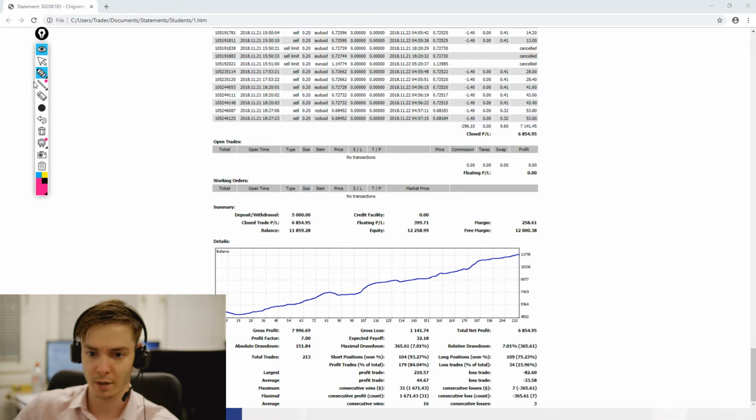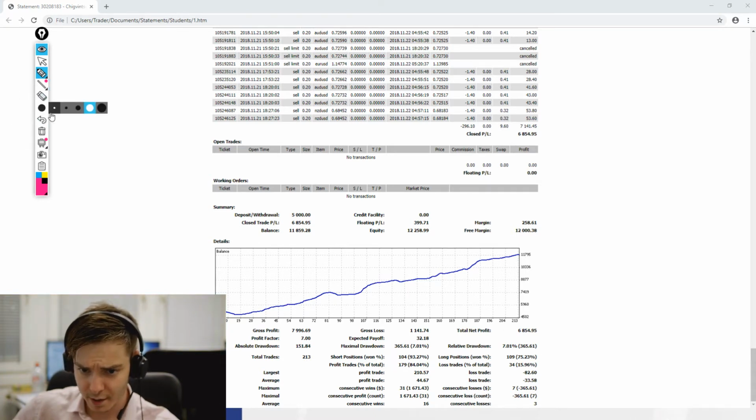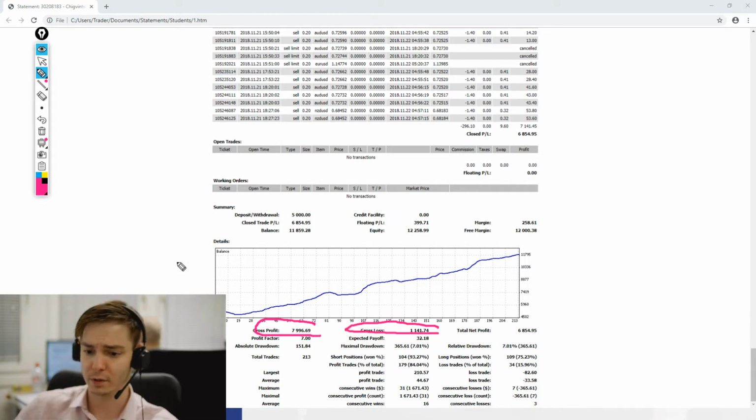Also, you can see below the statistics and how he was able to perform. Let's look at his gross profit, $8,000, and his gross loss, $1,000 only. It's actually a perfect result.